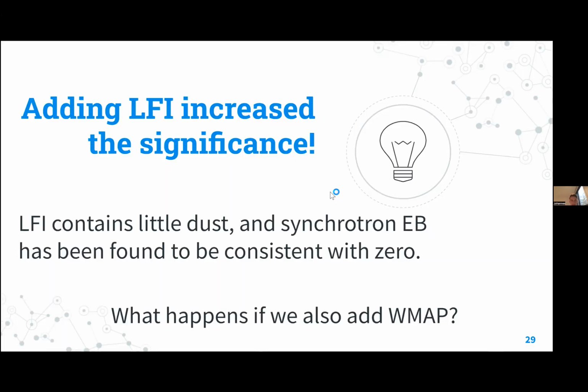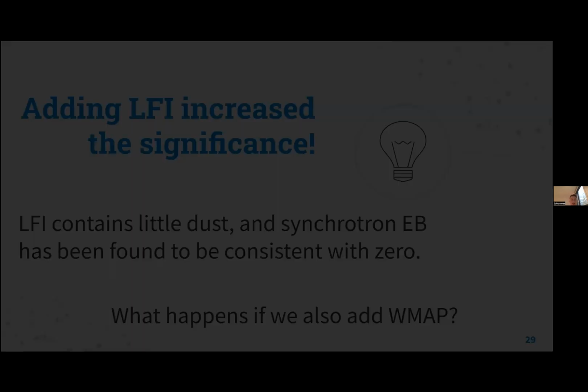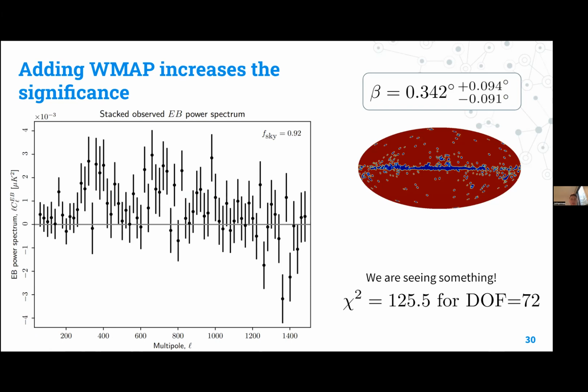Adding LFI increased the significance, even though we know that LFI contains little to no dust, and so this is very exciting. The next natural step is to add even more data, so we also added WMAP. What happens then? Adding WMAP made the error bars slightly smaller, and this is the value that we find for that analysis, and that's the baseline value for this talk.